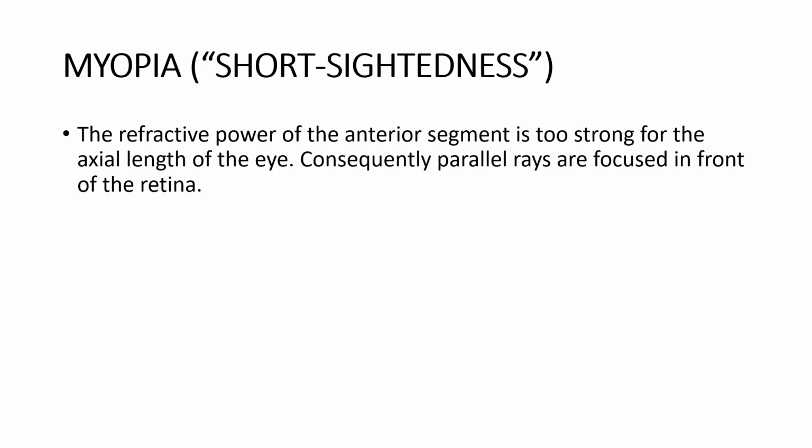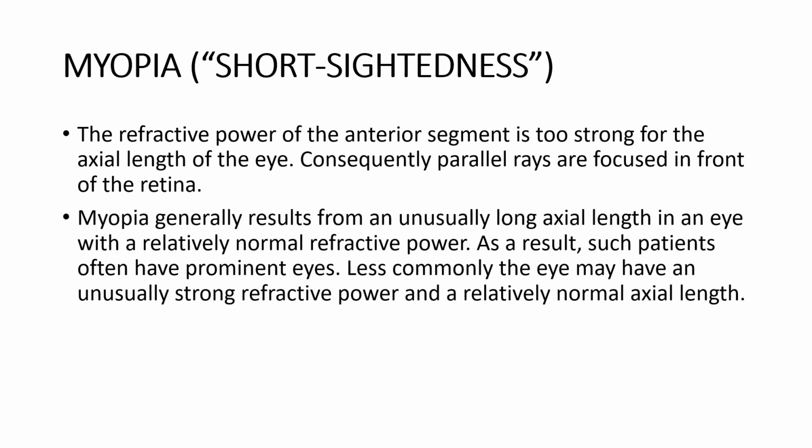So, myopia or short-sightedness. The refractive power of the anterior segment, meaning the cornea and the lens, is too strong for the axial length of the eye. So parallel rays are then focused in front of the retina.